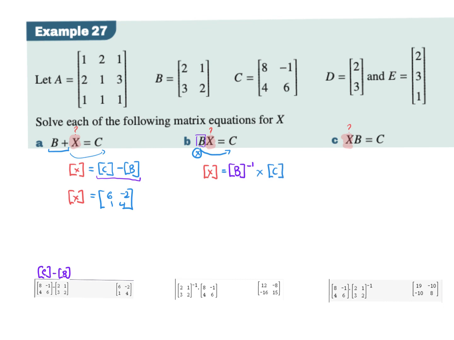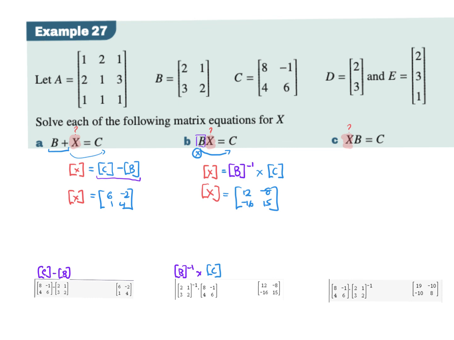You can see down here, I've done that. I typed in matrix b to the power of -1 and I timesed it by C, and then I found out what x equals. I've done it down there on the calculator and we get 12, -8, -16, 15. Okay, so let's do this last one.